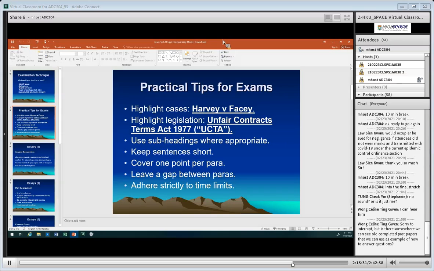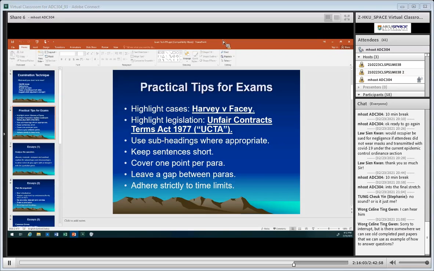And by the way, if you do underline case law or legislation, do so with a straight line, not a squiggly line, which will only irritate the examiner. All right, that's very practical. So highlight your sources of law, your cases and legislation. If you're typing your answer, just simply put them in bold print. And if you're sitting an examination using pen and paper, underline your cases and your legislation.